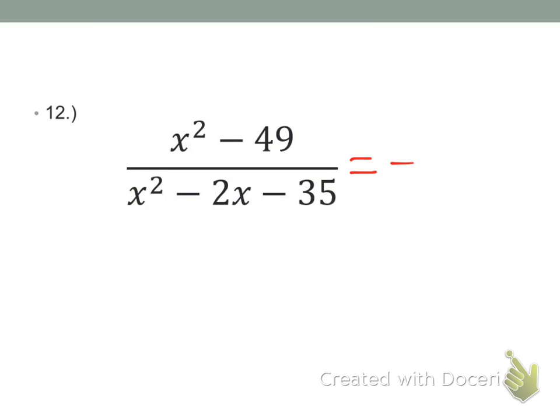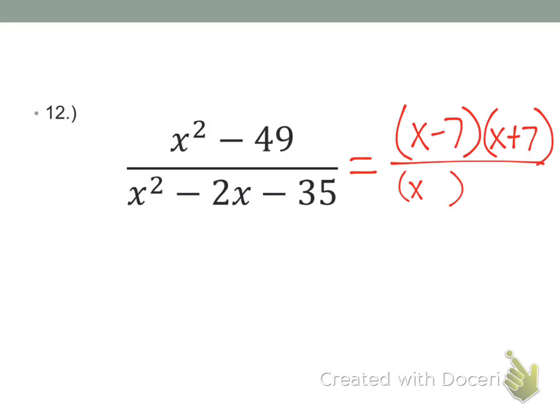How did we factor our numerator? Square roots. Using square roots. So what did we get in our parentheses? X minus 7. X minus 6. Good. 1 plus 1 minus. Both of them are x's with 7s. What about our denominator? X minus 7 and x plus 5. I agree. We would use the x method, multiply to negative 35, add up to negative 2.